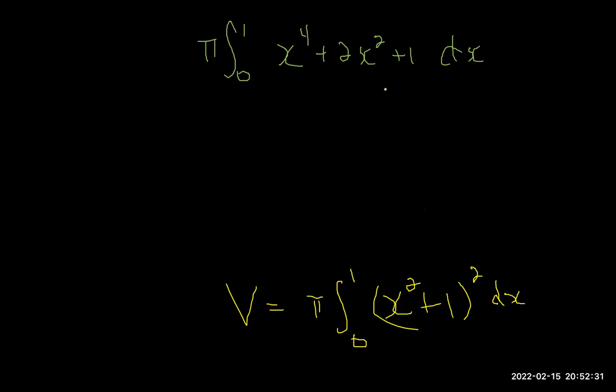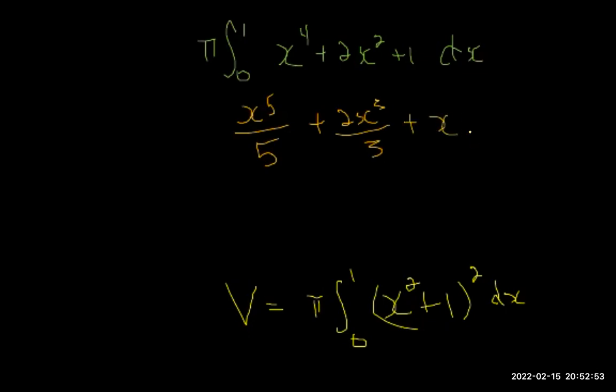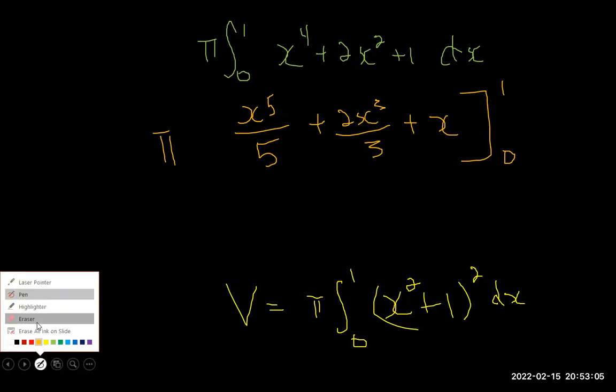So now I have it in a form that I can actually integrate. So that's what I'm going to do. I'm finding the integral of this expression right here. What I would get is x to the 5 on 5 plus 2 x cubed on 3 plus x, from 1 to 0. Don't forget the pi. The pi just stays until whenever we're ready to put it back in.